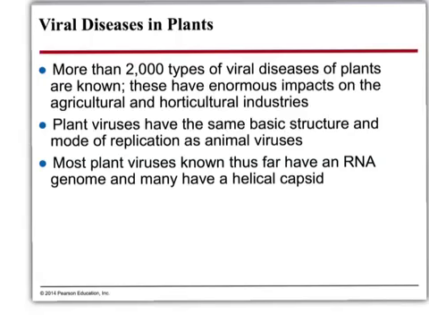Viruses also infect plants. Important for plants is that this damages crops. They have the same basic structure and mode of replication as animal viruses. Most plant viruses have RNA genomes, and they have a helical capsid. But there are over 2,000 types of viral diseases of plants that are known. It's important for industry and agriculture.